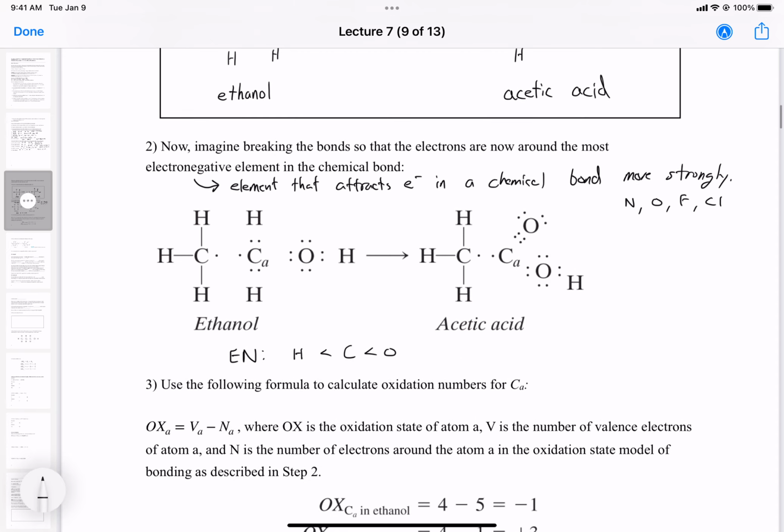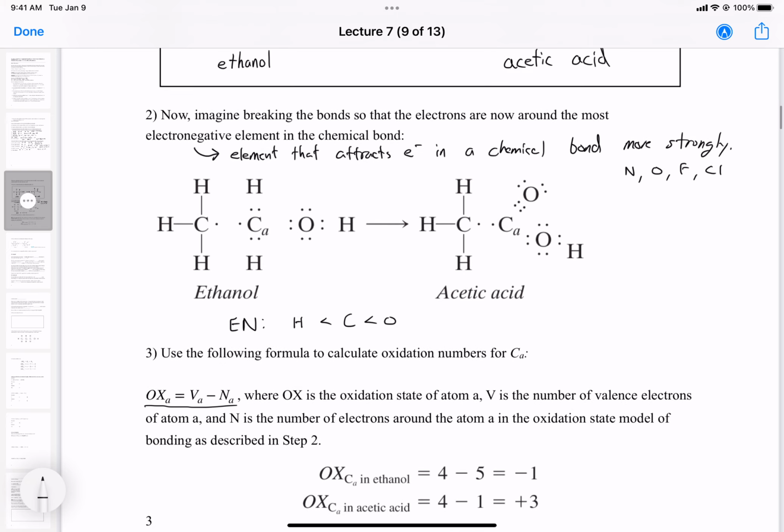Okay, so how do we calculate the oxidation state? Well, we use this formula where we have oxidation state of A equals V_A minus N_A. So Ox is the oxidation state of atom A, V is the number of valence electrons of atom A, and N is the number of electrons around the atom A in the oxidation state model of bonding as described in step 2. In step 2, you look at what's more electronegative. If it's more electronegative, give the electrons to the more electronegative atom in the bond. And if they're of similar electronegativity, you split the electrons evenly.